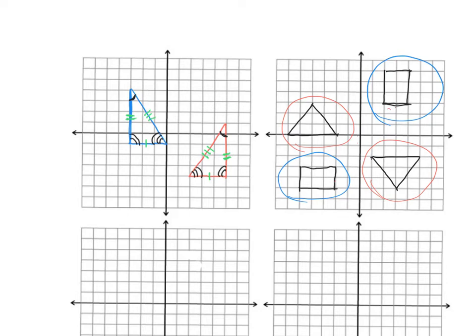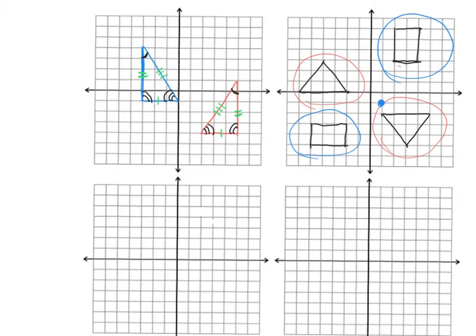whereas the rectangles, it looks like if I picked a certain point here, it could be rotated like on a Ferris wheel around that point. So that could have been a rotation, just like if it was on a clock.